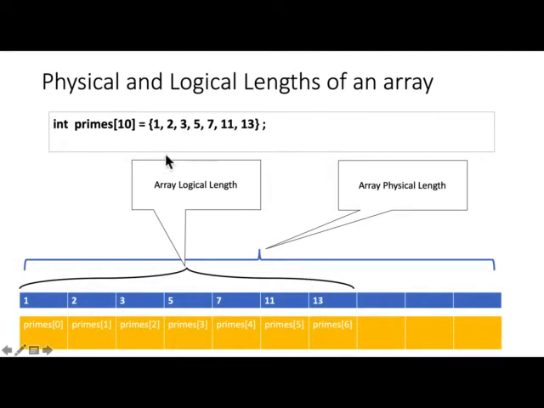So in this case, physical length is 10. So this whole bracket shows me the physical length, but I filled only 7. 1, 2, 3, 4, 5, 6, 7. So this will be my logical length. Now, this is the importance of the logical length.